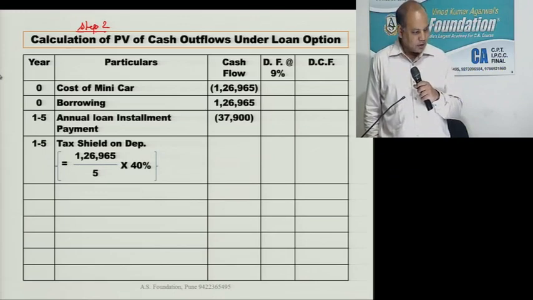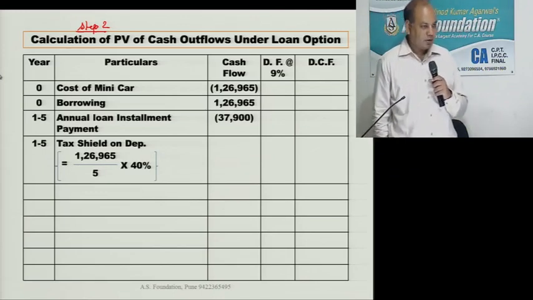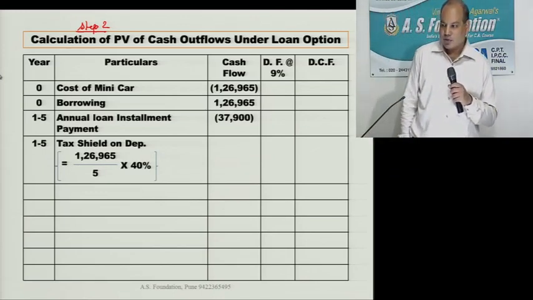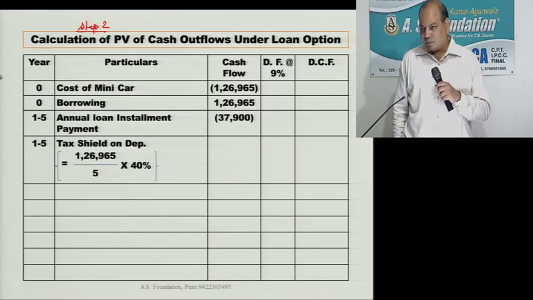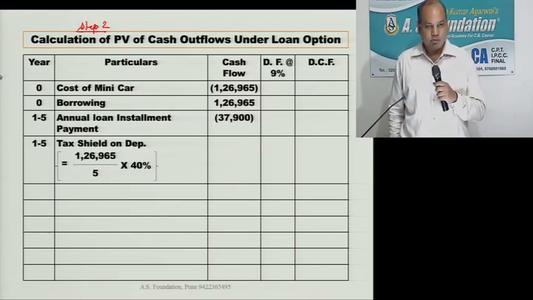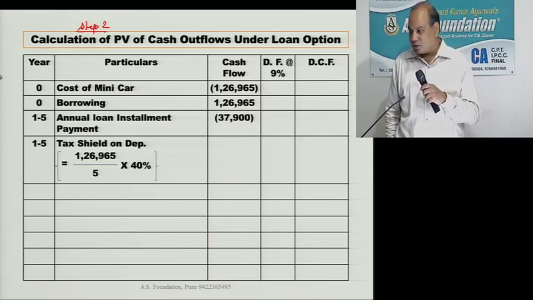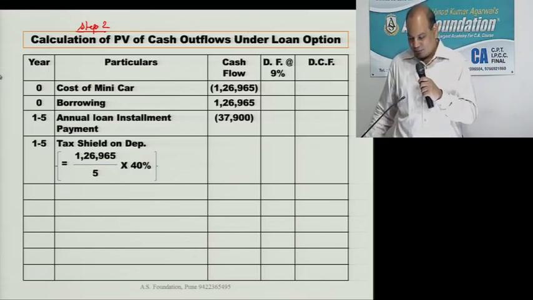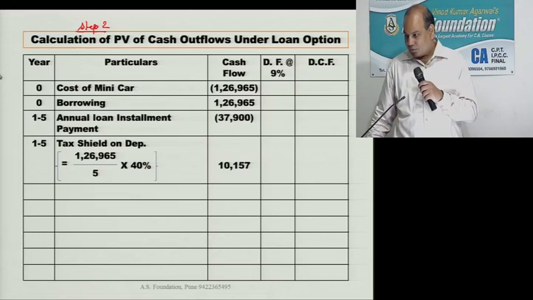Cost of the asset is 126,965. Life is 5 years. Salvage value is 0. So annual depreciation will be 126,965 upon 5, and the tax shield will be multiplied by the tax rate of 40%. Answer is louder. 10,157. Wonderful. Continue.